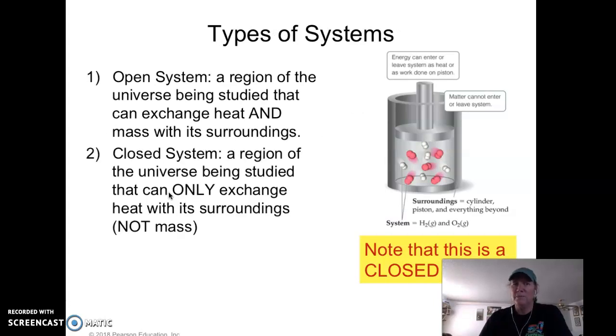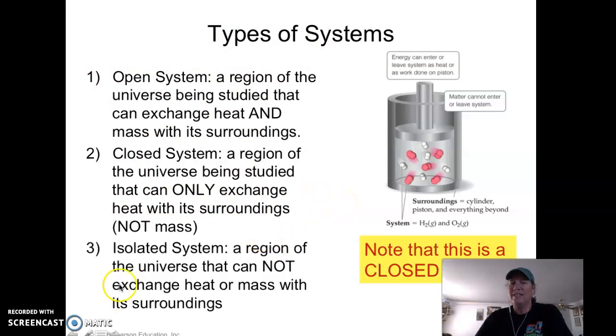Okay. All right, so we have different types of systems, okay? We have open systems and closed systems. An open system is a region of the universe being studied that can exchange heat and mass with its surroundings, okay? This would be a closed system because right here, you only have so much, okay? In a closed system, a region of the universe is being studied that can only exchange heat with its surroundings, okay? So an open system usually is a much larger system, and you have a lot more exchange going on than you do in a closed system.